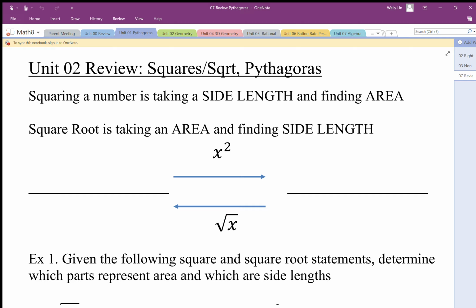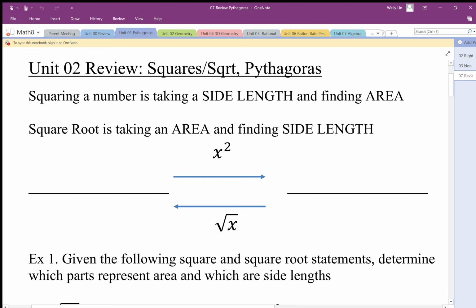So with squares and square roots, we want to make sure that we have a model for this. And the model that we use is when we square a number, we're taking a square shape, we're taking the side length and finding area. And square rooting would then be the opposite. We start with the square area and square rooting gives us side length.